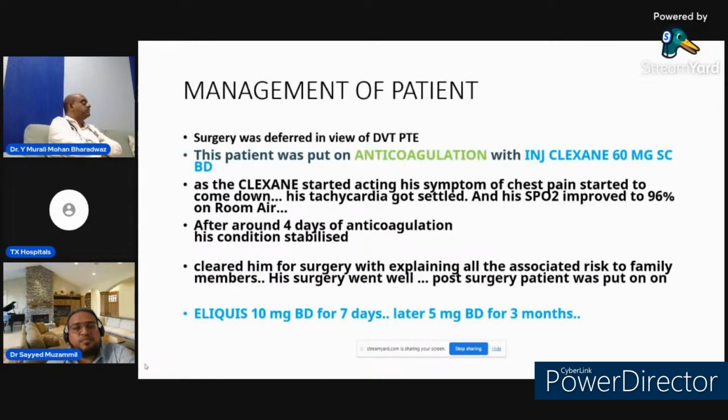As for management of this patient, as he was not vitally stable, his surgery was deferred in view of DVT and pulmonary thromboembolism. This patient has to undergo surgery. That's why he has to be started on parenteral anticoagulation.